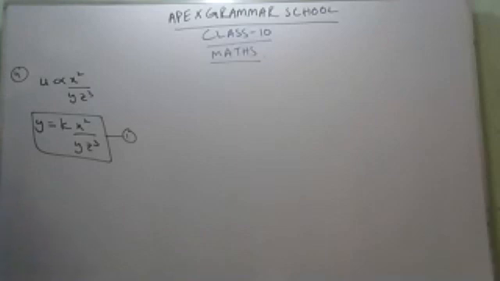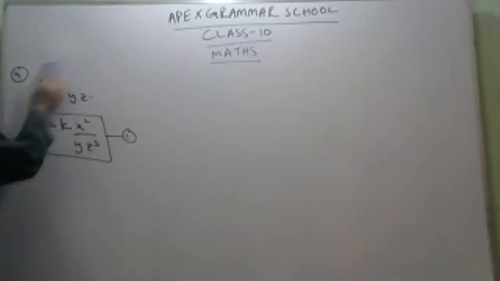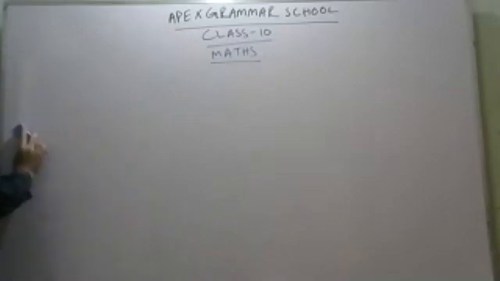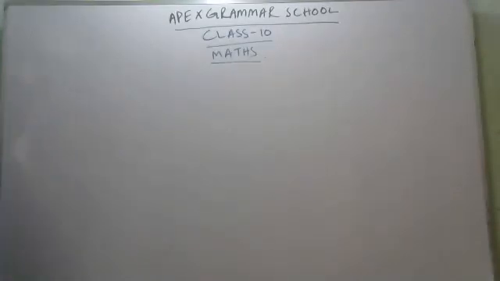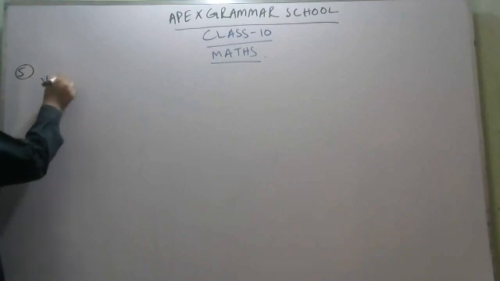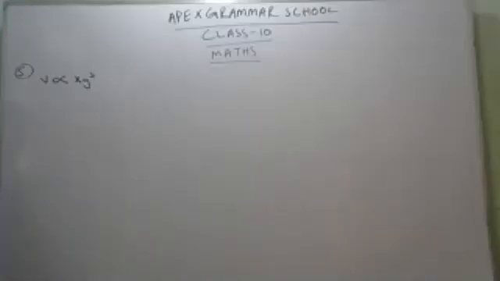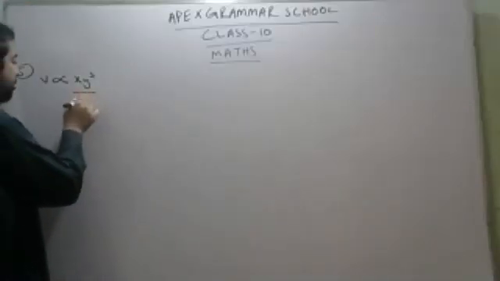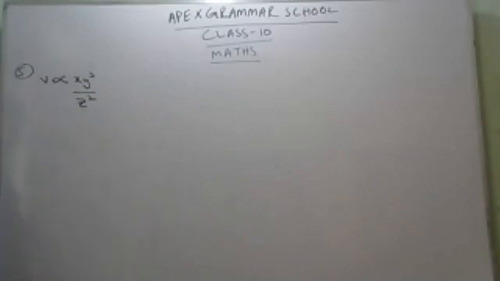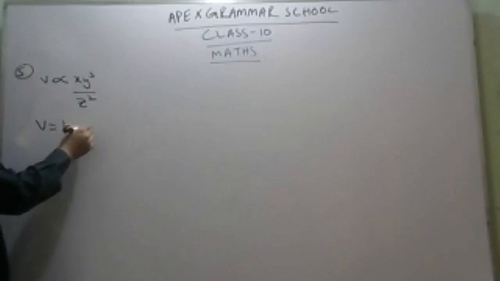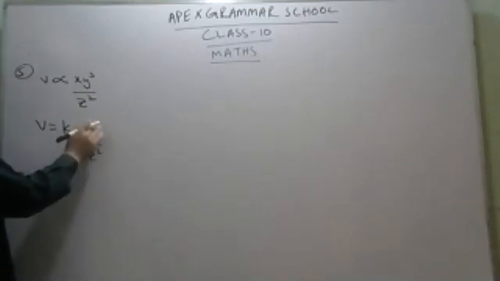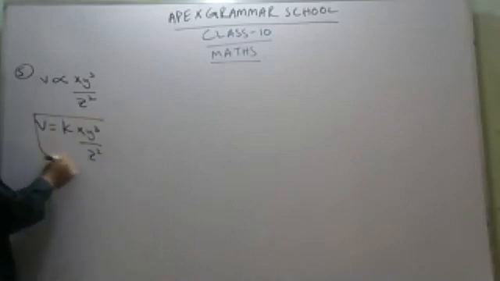Now question number 5. If y varies directly as the product of x y cube, that is for directly, and inversely for z square. Okay. So you can make the relation y is equal to k x y cube over z square. And that's it.